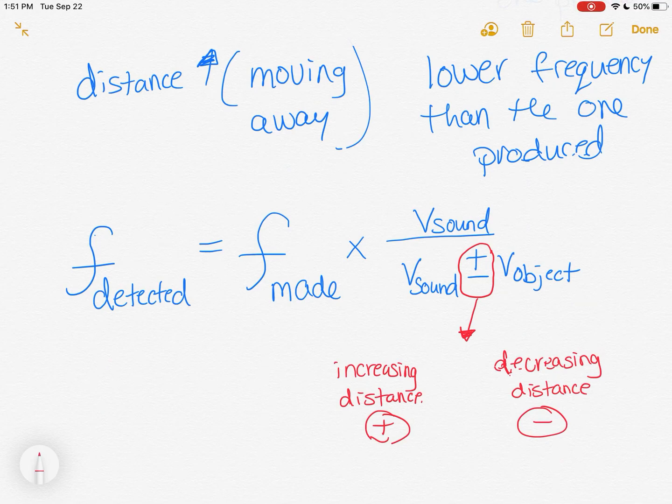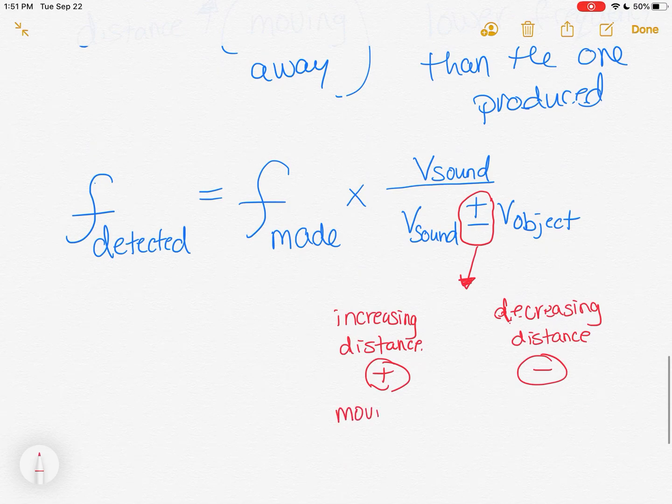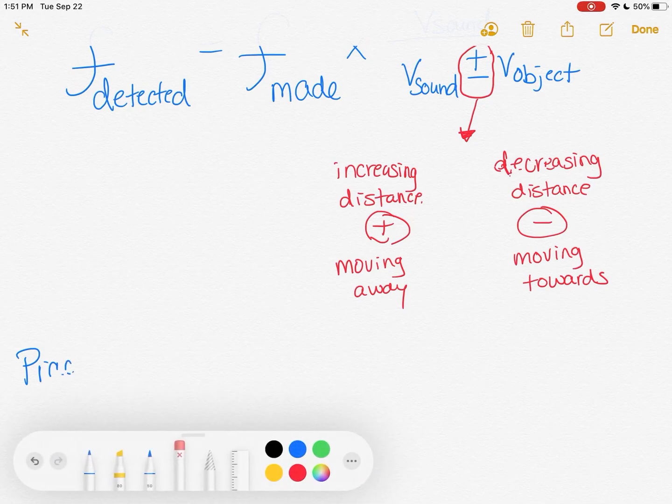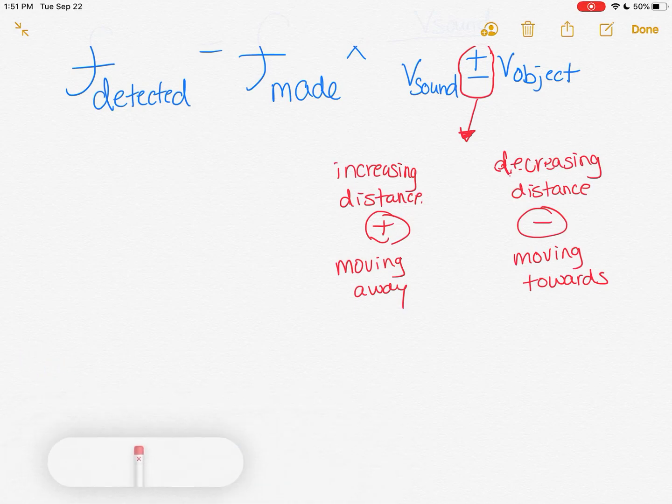Okay, and so increasing distance we know means moving away. And a decreasing distance we know means moving towards, okay? And so at the beginning of Doppler effect problems, you really want to double check and make sure: are you increasing your distance, so are you moving away, or are you decreasing your distance? Do you happen to be moving towards the sound? Okay, so we are going to do some practice here with the Doppler effect.